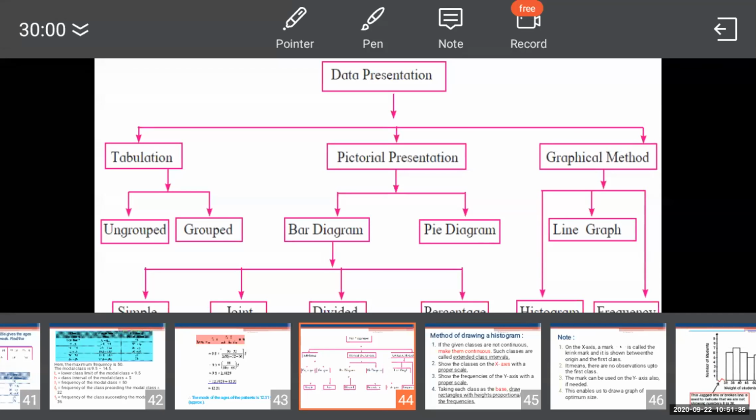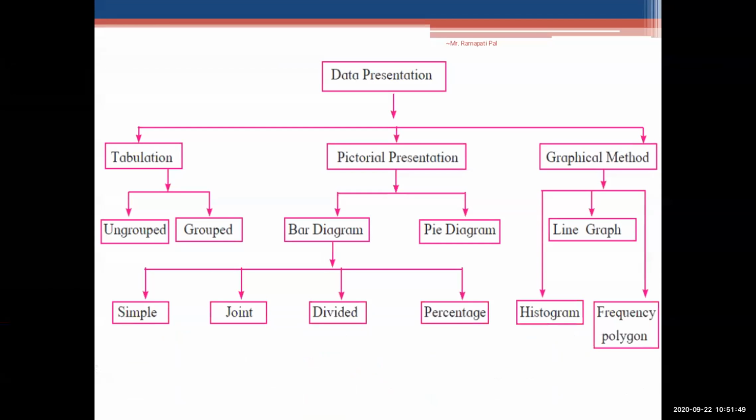Today we are going to solve exercise 6.4. Okay, let's see. So everyone is ready? Yes. Then we have seen what is data, correct?